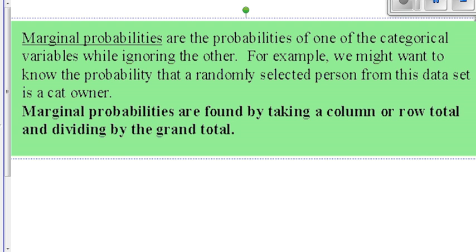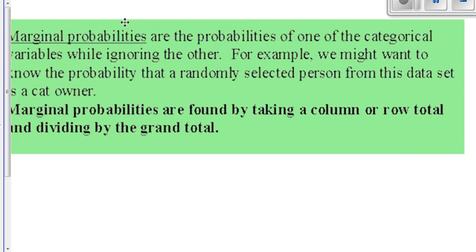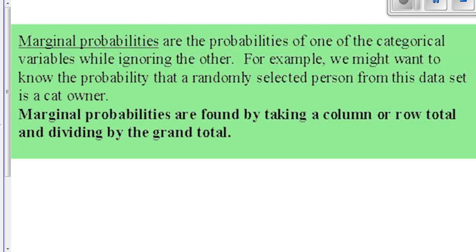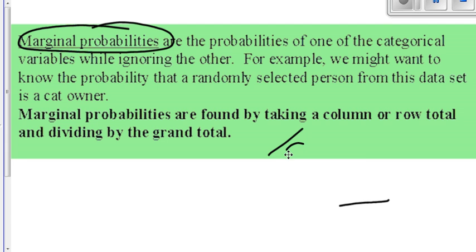Okay, the last kind of probability that can be asked based on two-way tables is what is called a marginal probability. And in a marginal probability, you use only numbers that are in the margins. The bottom number is going to be the grand total. And then this is either going to be a row or a column total up at the top.